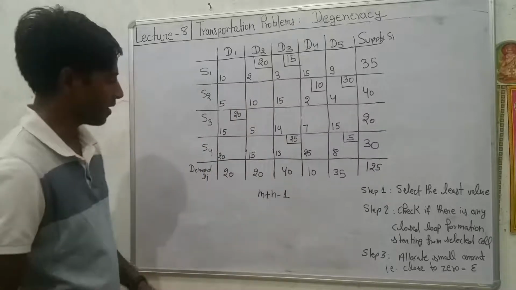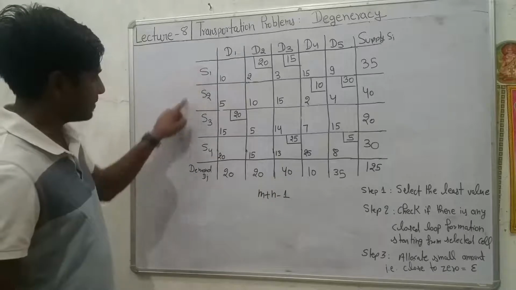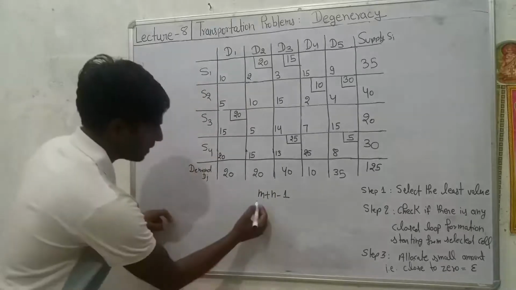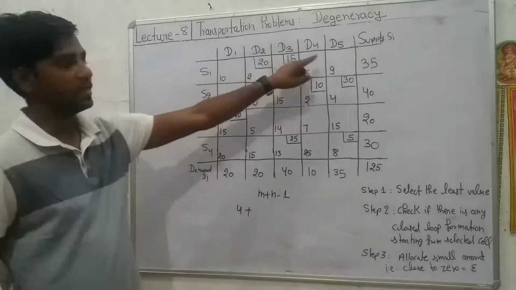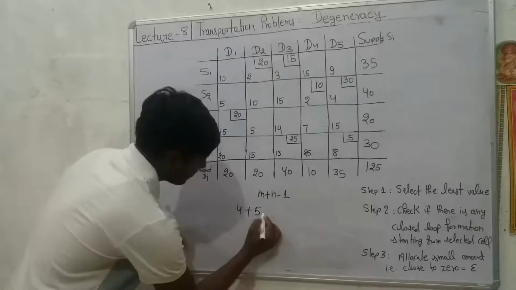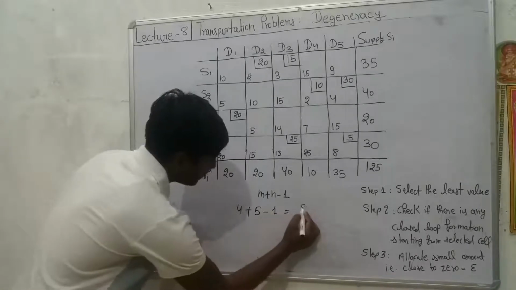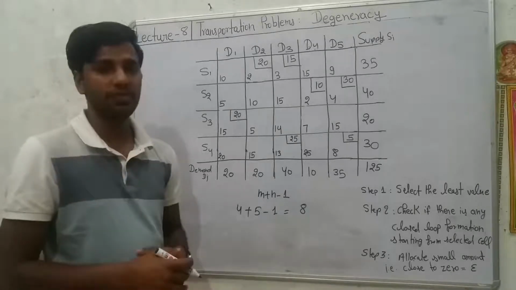It means if a problem, suppose this one, has 4 sources, that is m is equal to 4, and 5 destinations, that is n is equal to 5, then m plus n minus 1 is 8. So there would be 8 occupied cells or 8 basic variables.